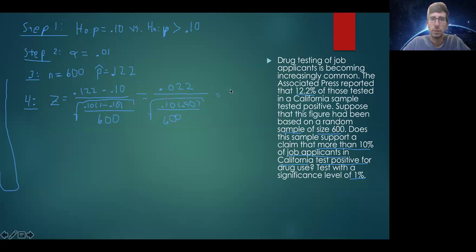So we still have our 0.022 up top. 0.1 times 0.9 is just 0.09. Divide that by 600 and take the square root. 0.09 divided by 600 is a very small number.